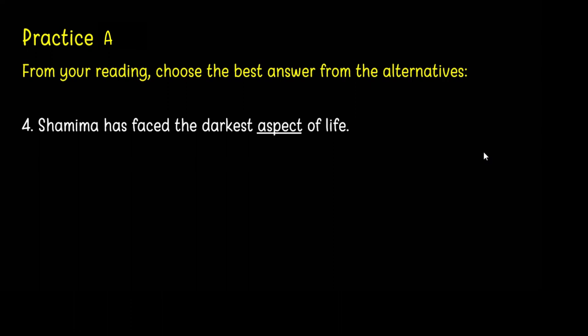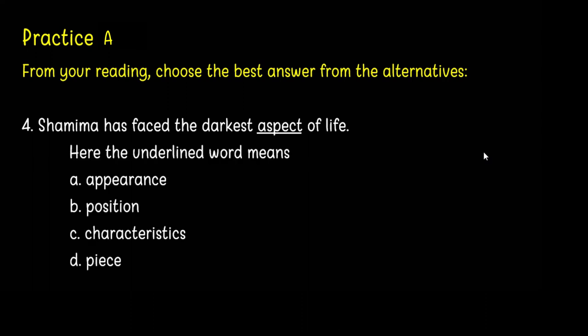Question 4. Shamima has faced the darkest aspect of life. Here the underlined word means option A, appearance, option B, position, option C, characteristics, and option D, peace. Yes, correct answer will be characteristics.